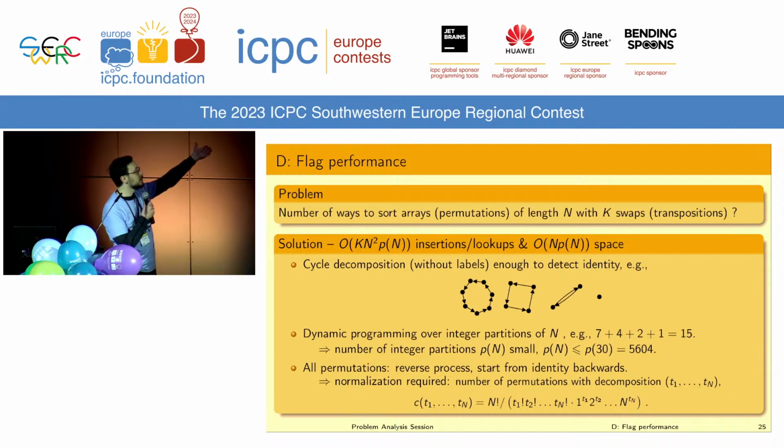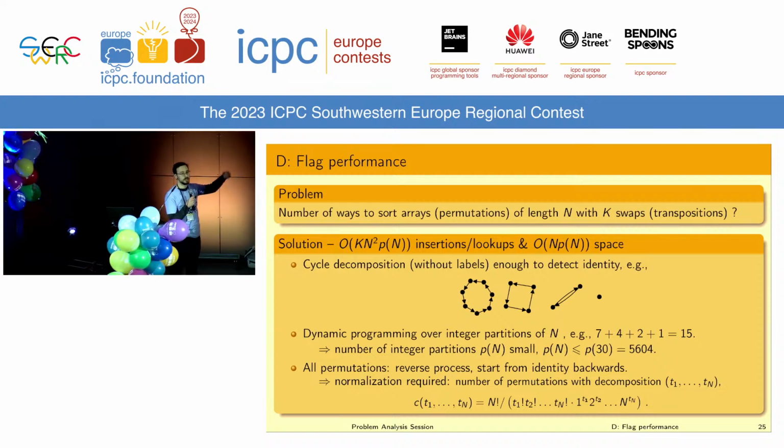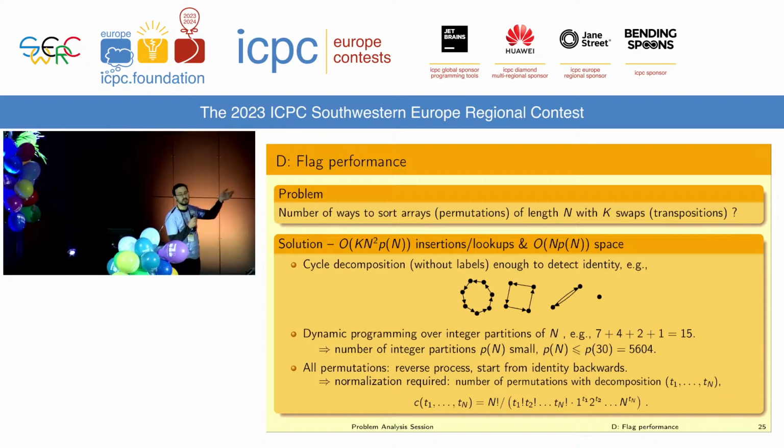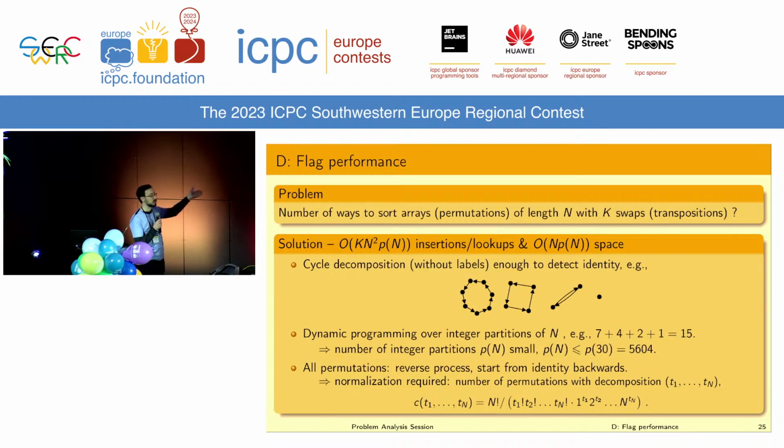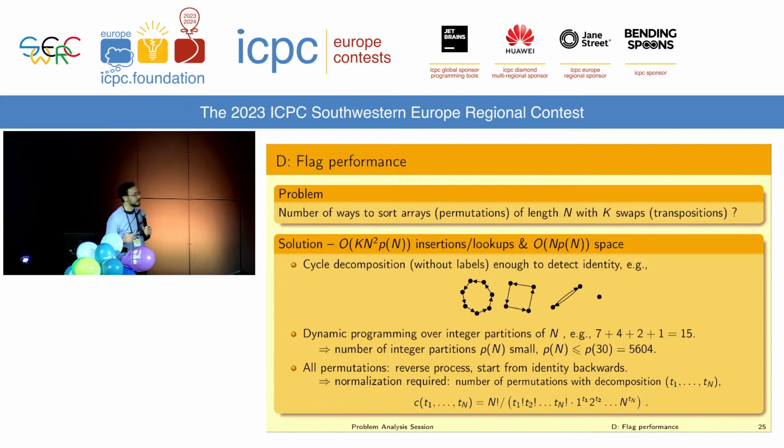Then the only problem is that you must renormalize everything because each permutation with the same cycle decomposition contributes the same quantity. So it must be renormalized. There were quite nice solutions to this problem, so I was quite happy about that. And congratulations to all those who solved it.